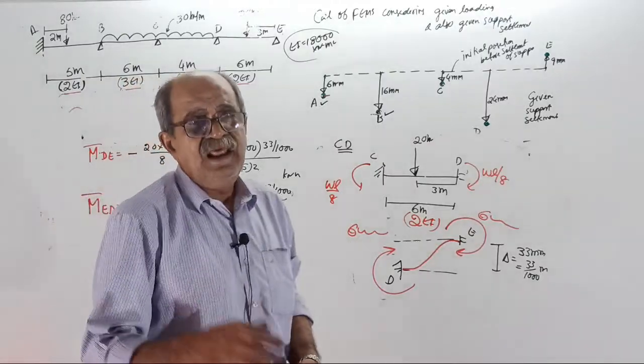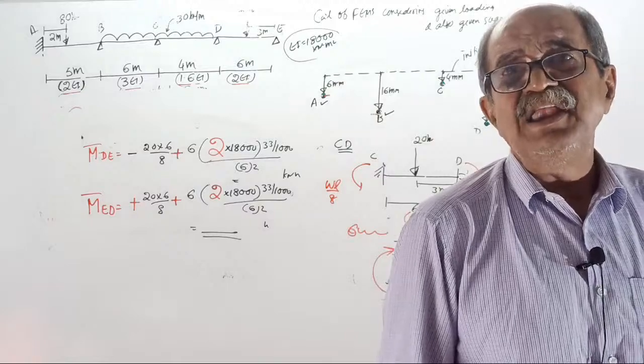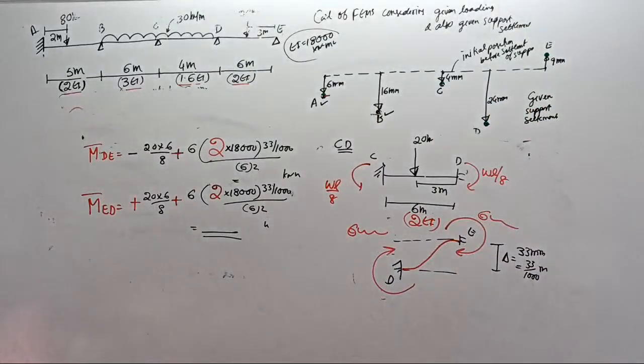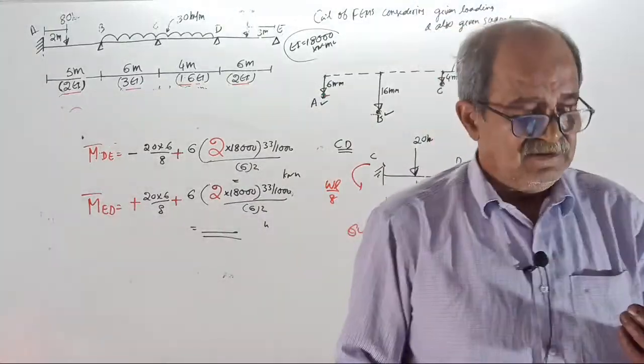Okay, fully clear how to account for delta if the settlements are given for a continuous beam? Fully clear? That's what I want. If fully clear, okay, done.